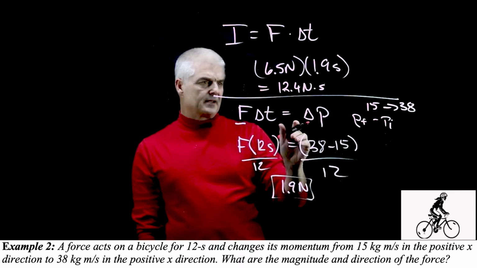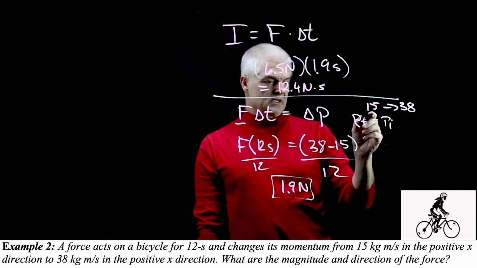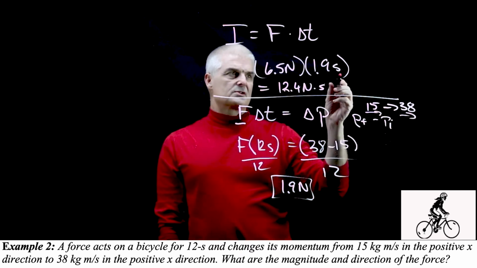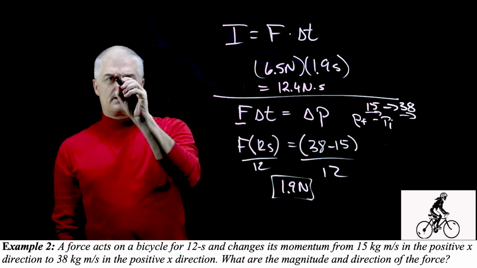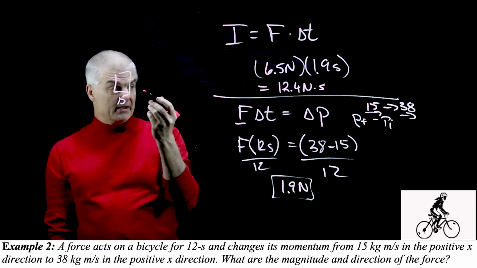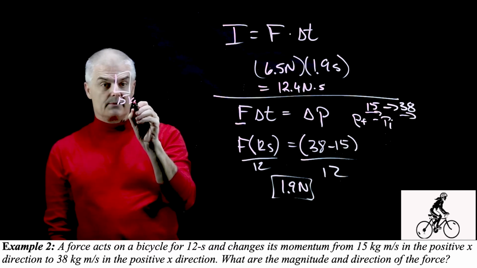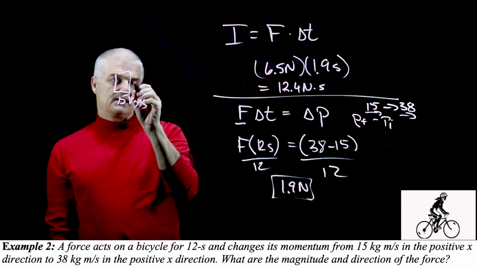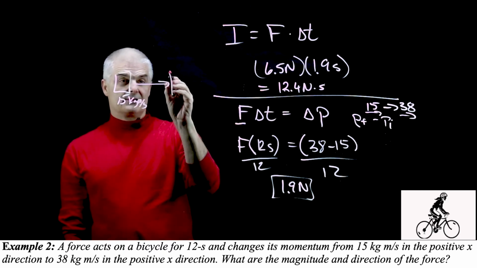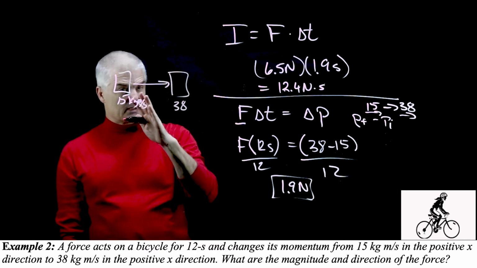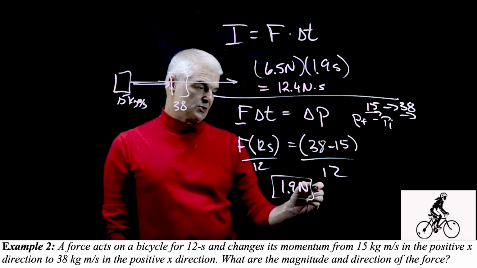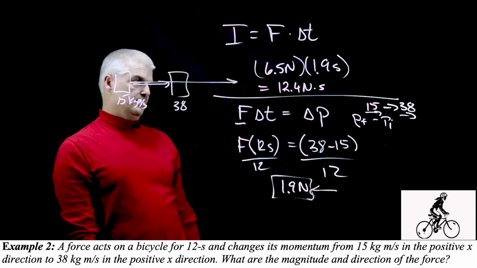Let's talk about the directionality of this, because it says in the problem, as you can see, that the 38 and the 15 are both in the positive x direction. So what we've got is our object over here, and it already has 15 momentum. We don't have a particular unit, kilogram meter per second, and then an impulse of 12 for 12 seconds, and then all of a sudden it gets up to 38. So some kind of impulse got this up, and it's all moving in the positive x direction, so that's why we get the 1.9 newtons.